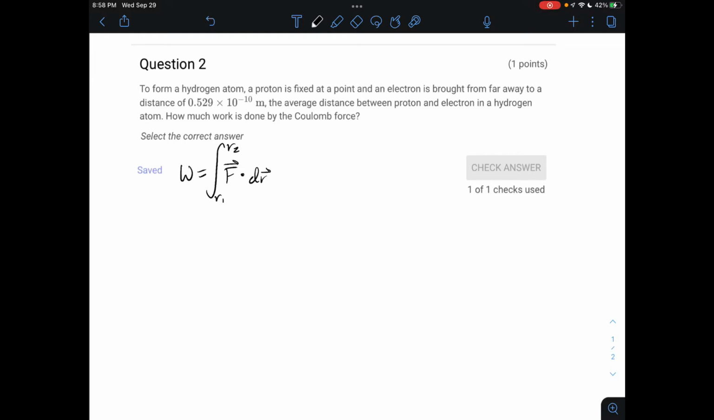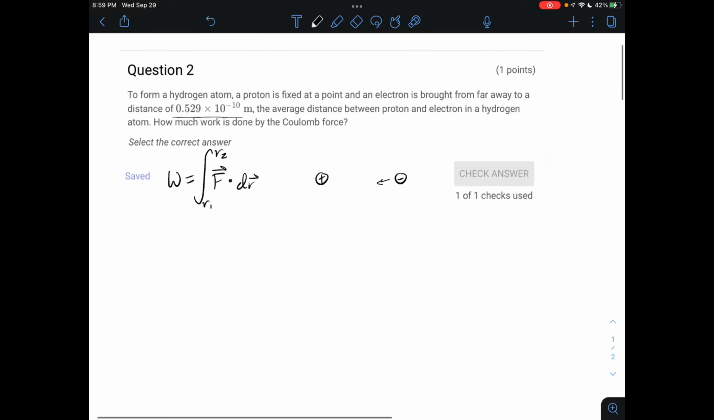So for this situation, we have our proton here, and we have an electron being brought in from infinitely far away to this radius of 0.529 times 10 to the negative 10th meters. I don't want to have to deal with the vectors for the integral. So if we look at our electric force, since these are opposite charges, the electric force that this proton will have on the electron is going to go this way. It's going to be an attraction force.